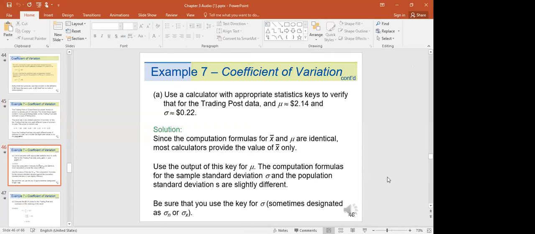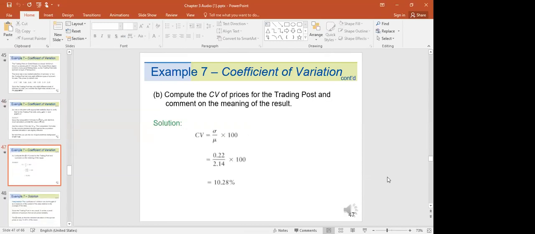So once we have those two values, the mean and the standard deviation, we divide the standard deviation by the mean and multiply by 100 to get the coefficient of variation. So the coefficient of variation is 10.28%. So to compare two distributions, it is always better to use the coefficient of variation rather than using the standard deviation.